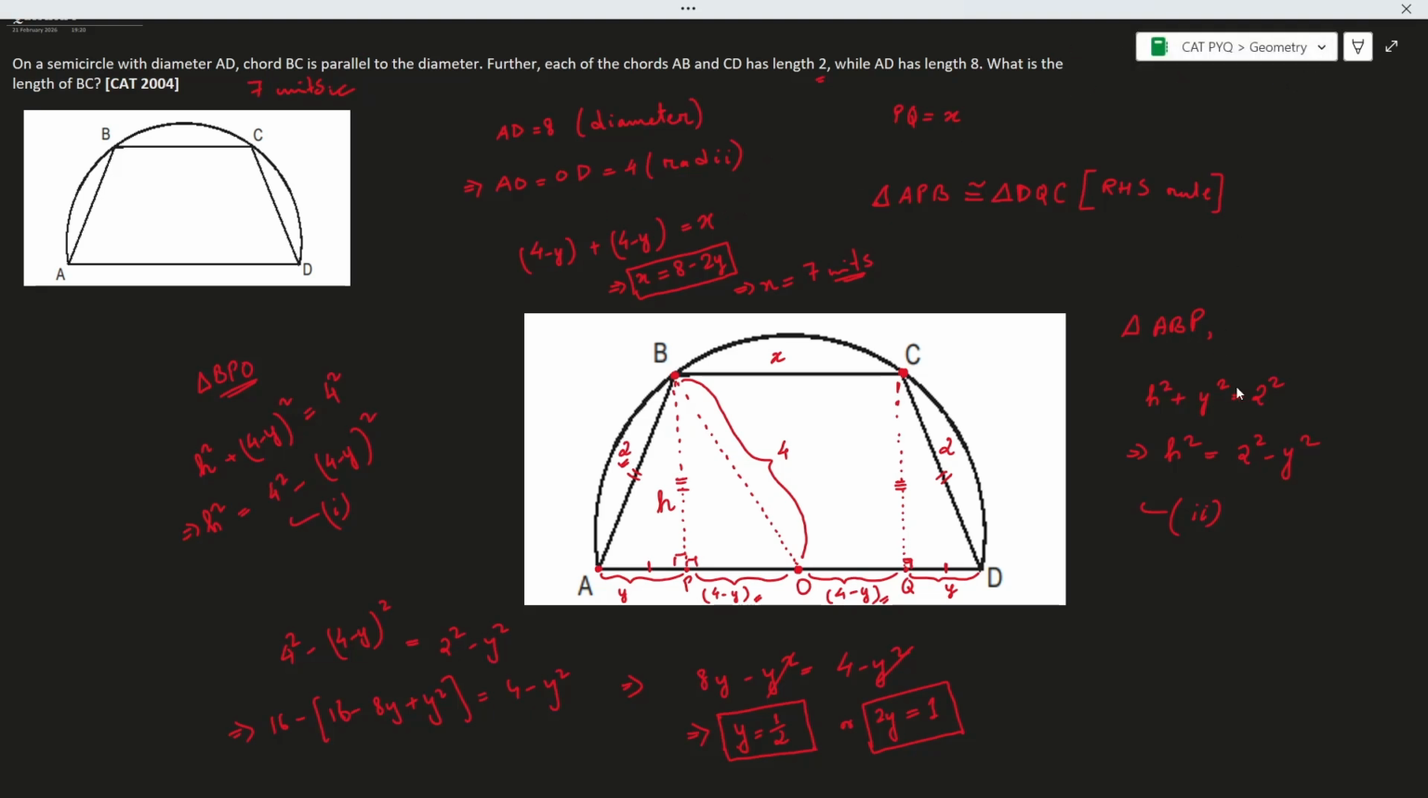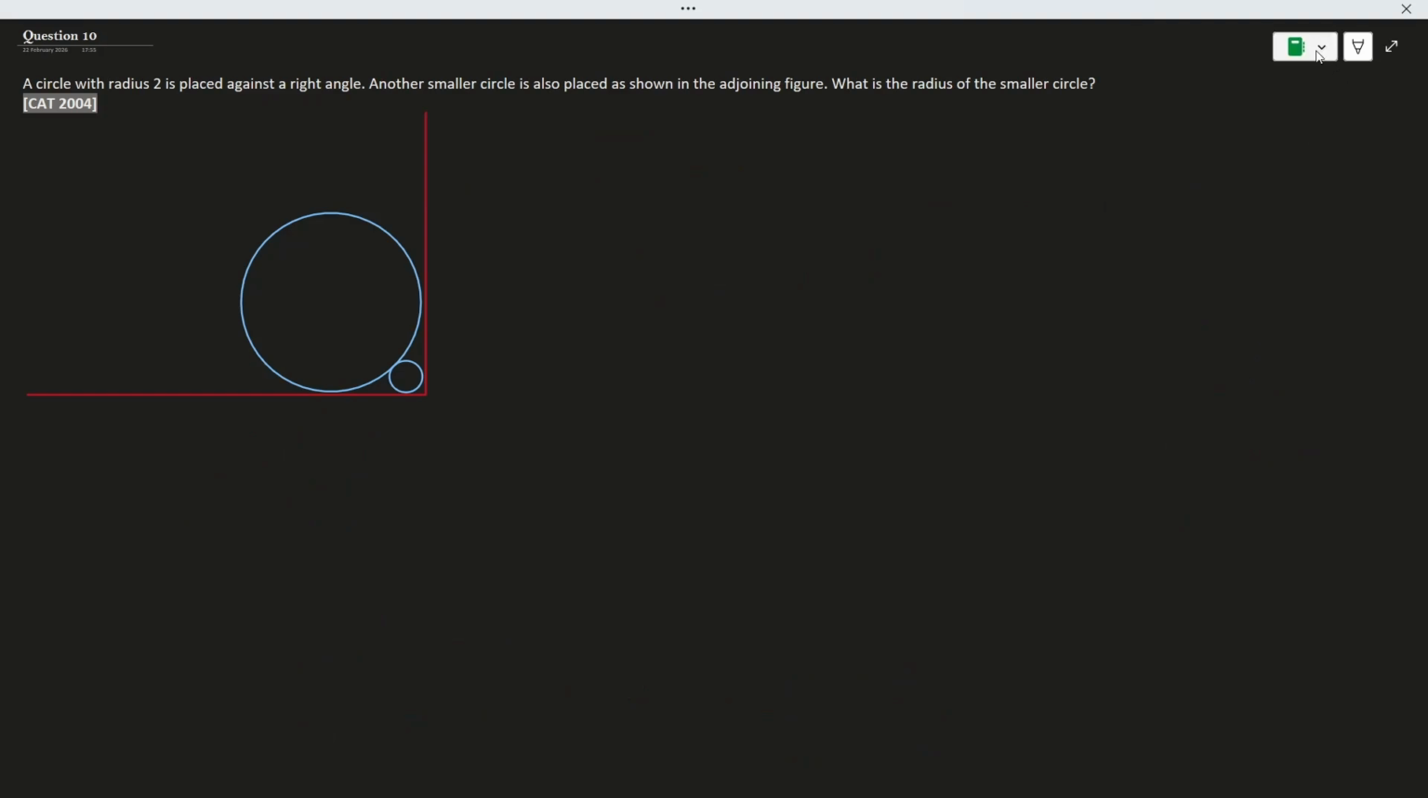Let's move to the next question. A circle with radius 2 is placed against the right angle. Another smaller circle is also placed as shown in the adjoining figure. What is the radius of the smaller circle?